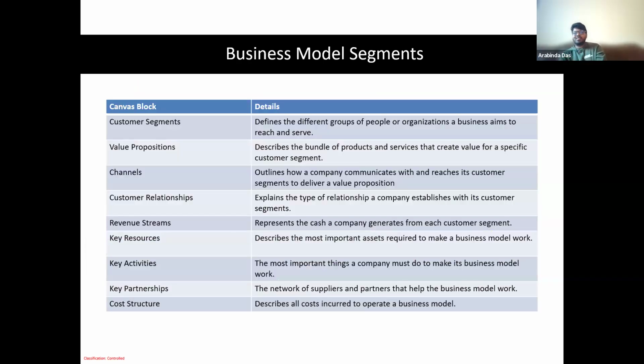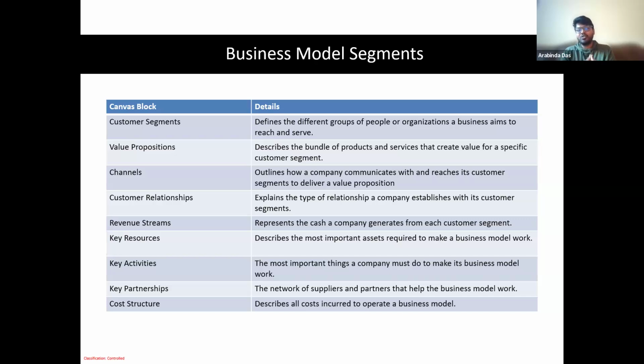This is the business model segment. So what the segments are, first of all, the customer segment. For example, you have thought of an idea, you have thought of a vision, and you are trying to deliver it. Who is your target audience? It might be a developer, an SME, or a financial institution. So who is the group of people or organizations you are aiming to serve? Value proposition is business value in layman's terms. So what product are you trying to deliver and what is the business value?